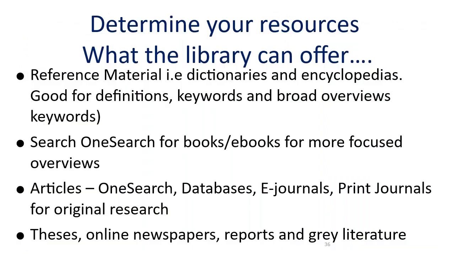And how can the library help you get to this information? If you're talking about reference material such as dictionaries and encyclopedias, you can search OneSearch to see what we have available for you. You can also search OneSearch to see if we have books or ebooks on this topic. If you're looking for your primary literature or your journal articles, you can use OneSearch databases or the journals themselves to find that information. And don't forget, there could be information in theses, so you can find those in OneSearch as well. Maybe there's articles being published in newspapers. And the great thing about newspapers is that they're written to be read by a broad audience, so they are usually quite understandable. So you can check all those sources to see if there's more information out there for you as well.